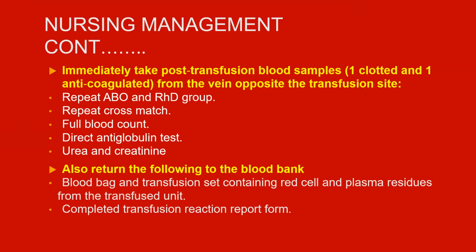Repeat ABO and RHD group, repeat cross-match, full blood count, direct antiglobulin test, and urea and creatinine. And we should return the following to the blood bank: the transfusion set, which contains blood cells and plasma residue, and also the completed transfusion reaction report form.